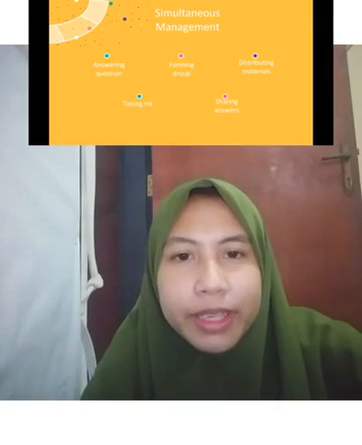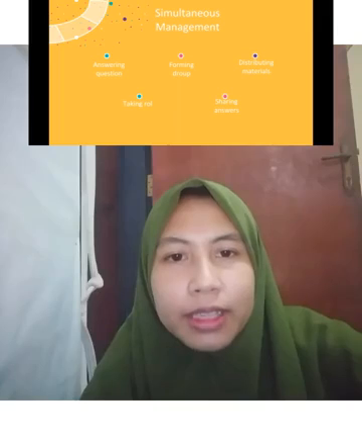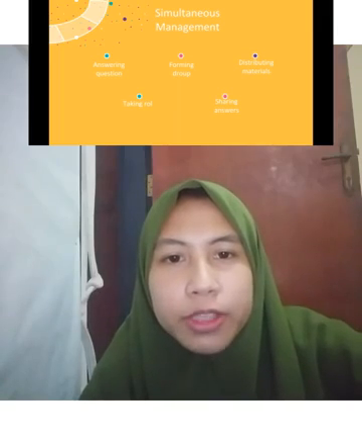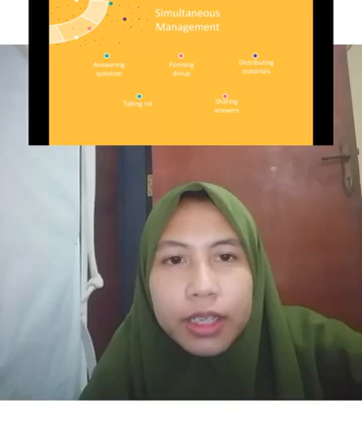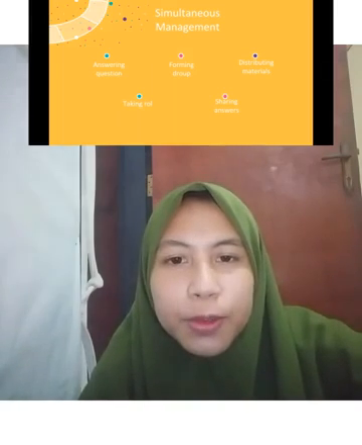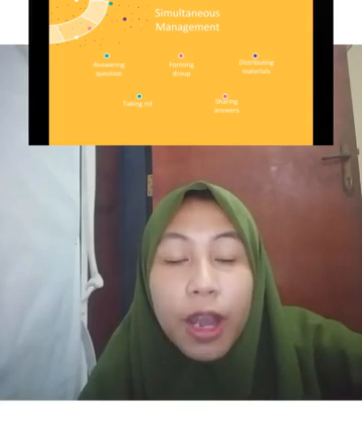And the next style in cooperative learning is simultaneous management. Simultaneous rather than sequential management style eliminates downtime when distributing materials, answering questions, and forming teams. The things that we have to see in simultaneous management are when students answer questions, when we form teams, and distributing the materials in the classroom, taking a role, and the last is how we share the answers by the teacher and the students.